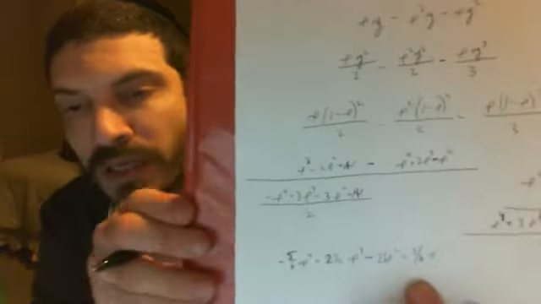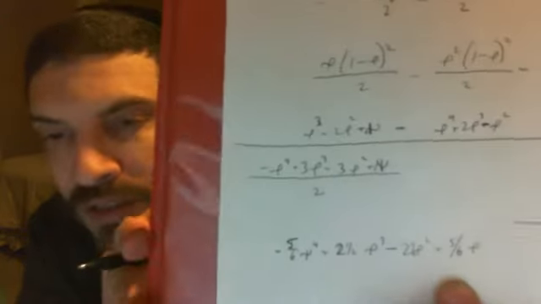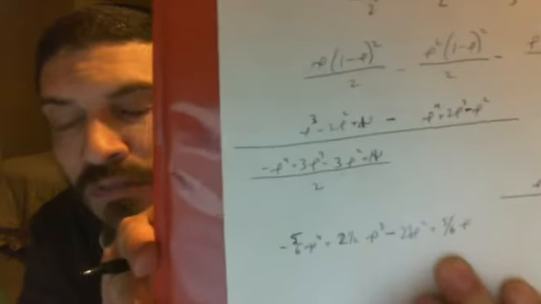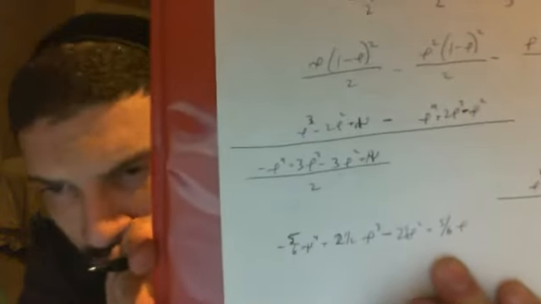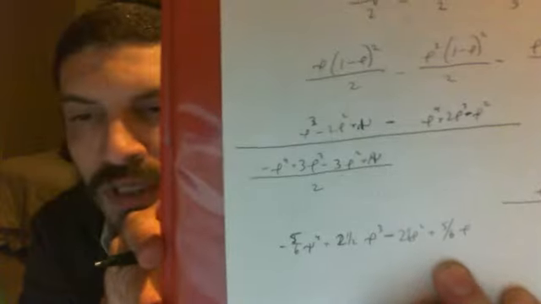Finally, we got this expression here. I'll read it for you. It's taking long, but it is quite neat. Minus 5/6 x to the 4 plus 2.5 x cubed minus 2.5 x squared plus 5/6 x.